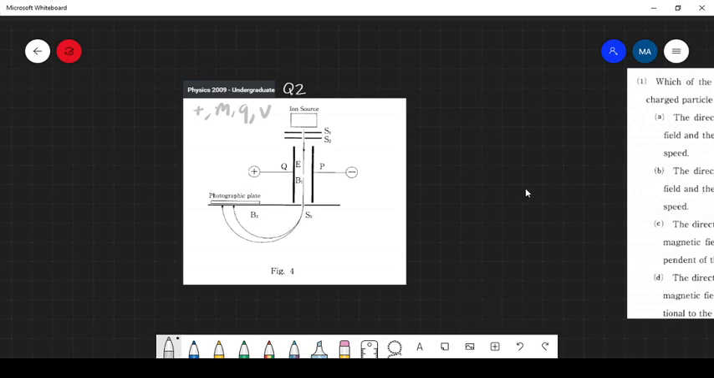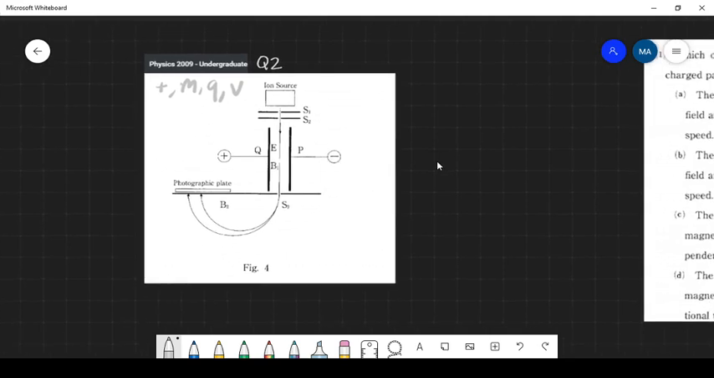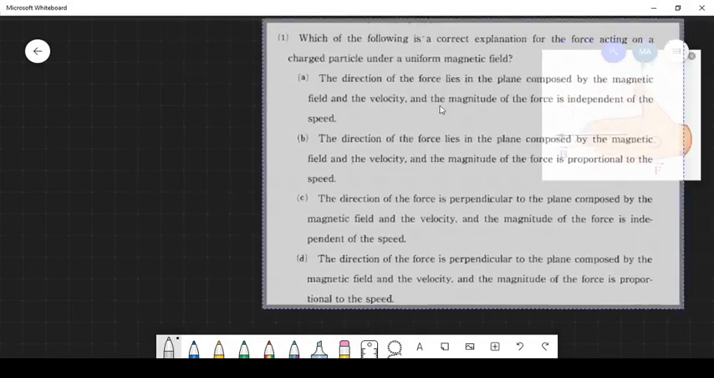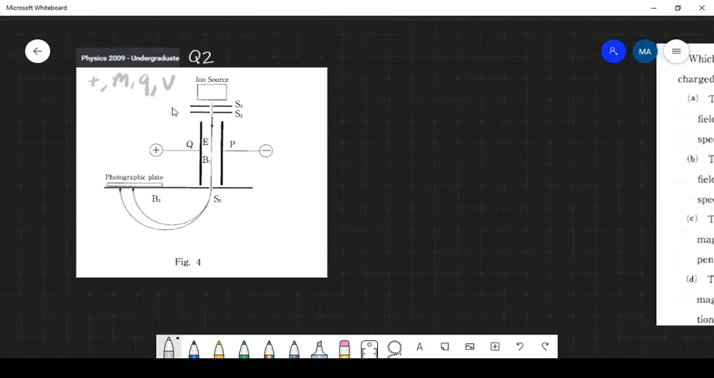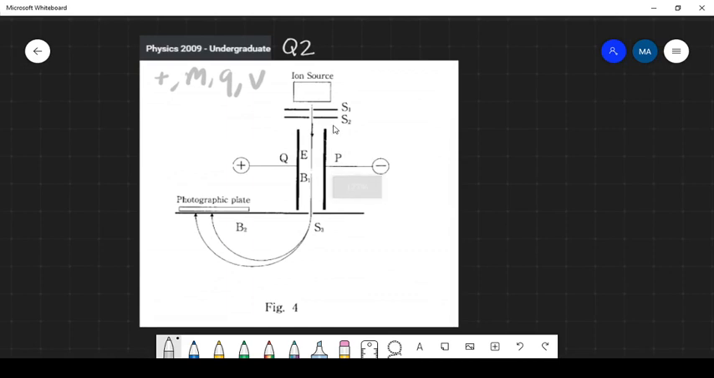Hello everyone, let's solve the Physics Max exam, Physics 1, 2009 undergraduate, question 2. The question tells you that you will have a proton, so a positive charge, that is going to go from here with a velocity v, its charge is q and its mass is m. This proton will go in here.